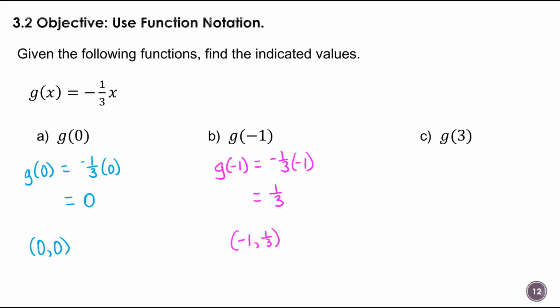And then on the third evaluating number, we're going to put in a 3. We have g of 3 equals negative 1/3 times 3, so that would be negative 1. So we've got (3, negative 1). Okay, and so that's it on the evaluating.